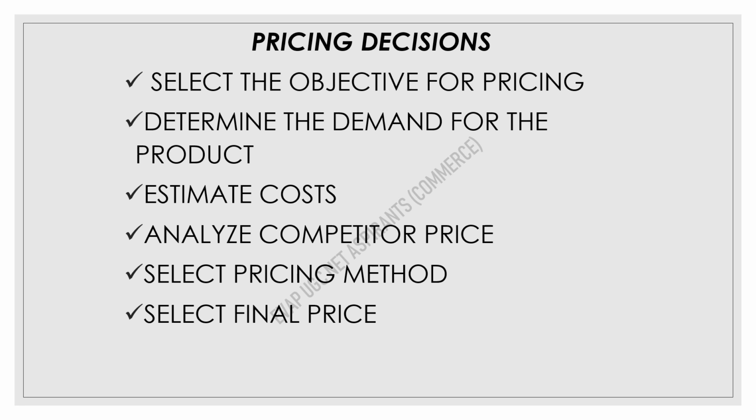Then analyze the competitor's price. So based on the competitor's price, higher price or lower price are fixed. Then select pricing methods. Various pricing methods are available. We are going to see that next. So select the pricing method that is suitable for that product. Then finally select the final price. So that will be the last stage of pricing decision.